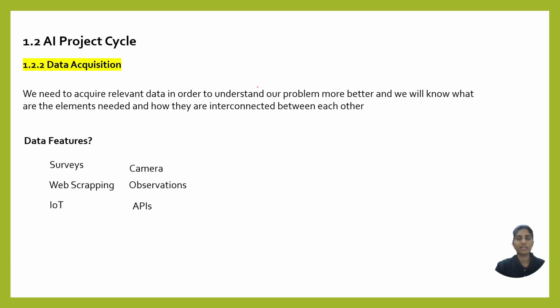For example, it can be via surveys, or it can be via web scraping. If you go online and see some information and you try to get that information and use it for your personal project, that we call web scraping. Web scraping is nothing but going online and seeing some data, maybe from Wikipedia or any other website which gives genuine information, and you get the data and use it for your own purpose.